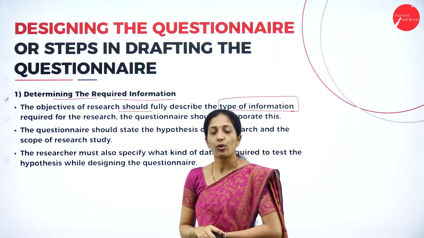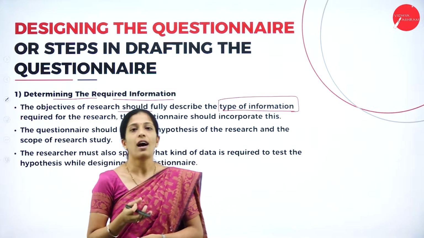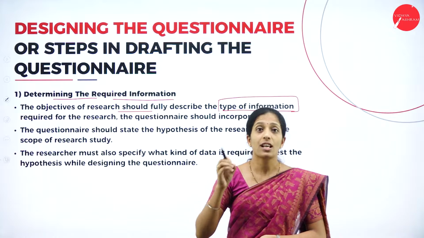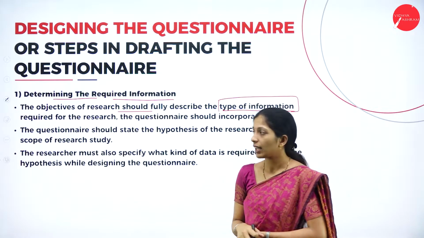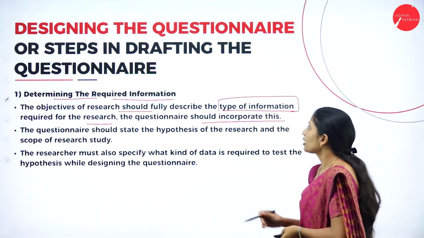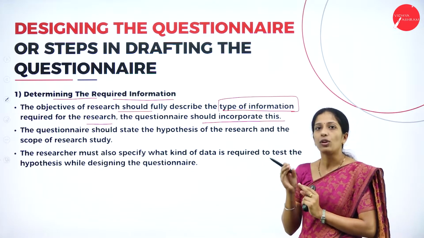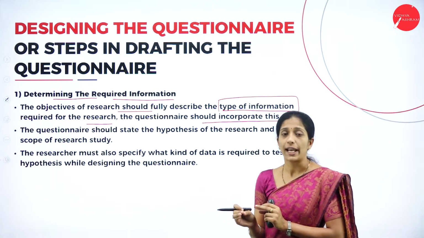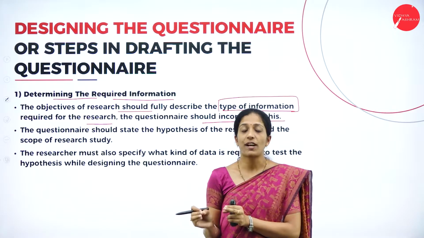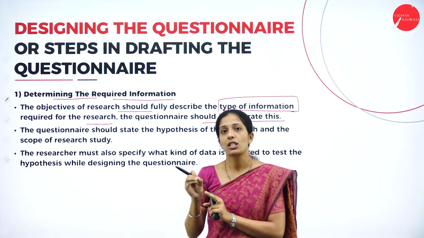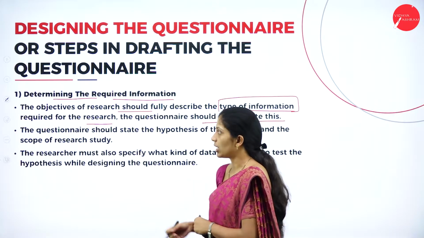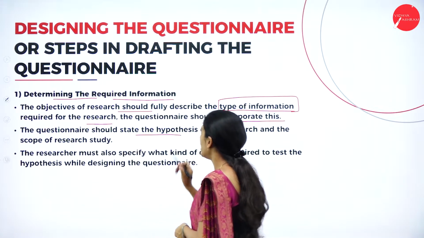Suppose the researcher doesn't know what information to collect, then how can he prepare the questionnaire? On some other topic, he cannot prepare the questionnaire. First, he has to know what information is required for the research. The questionnaire should incorporate this. If we know what information to collect, on the basis of that he will prepare the list of questions. The questions in the questionnaire have to relate to the information required by the researcher. The questionnaire should state the hypothesis.